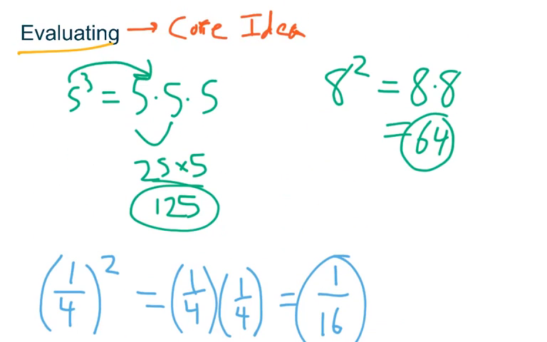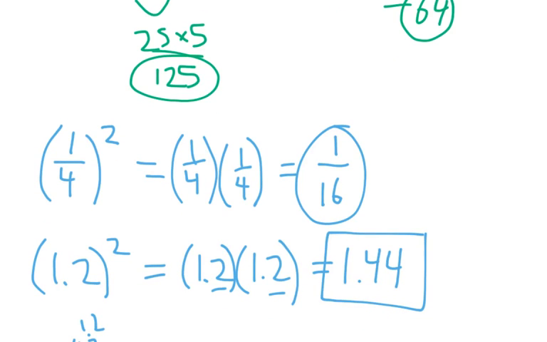And so this is where it might be a little bit new for you. You probably get how to do 5 cubed, or 5 to the third, 8 squared, 8 to the second power. But if we were to do 1/4 to the second power, or 1.2 to the second power, the process is the same, and it all hinges on the core idea. Where we're writing it out.